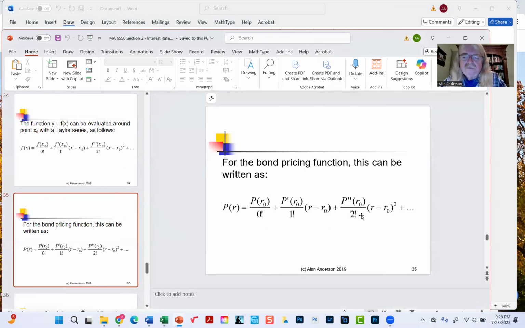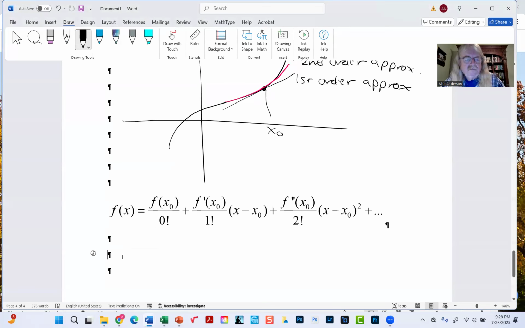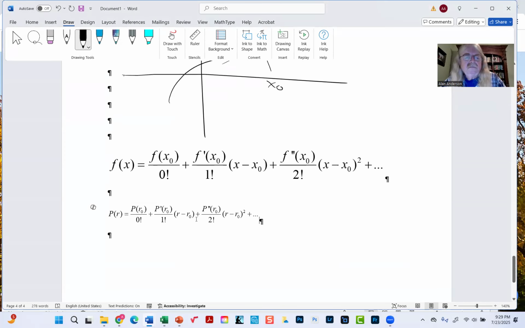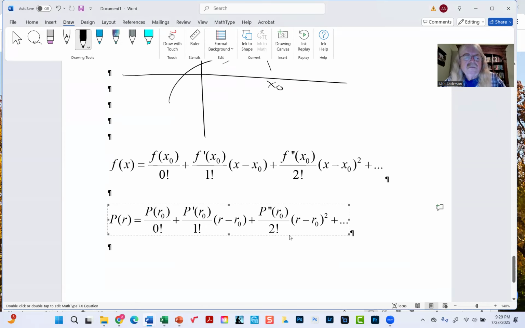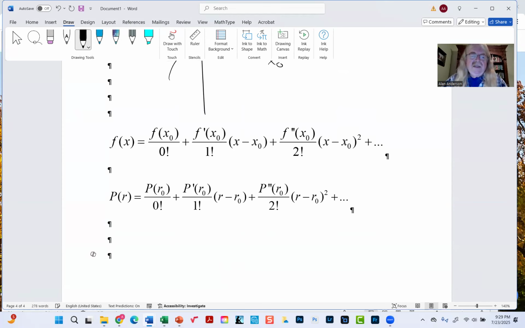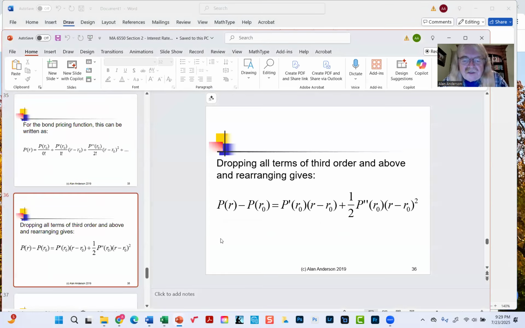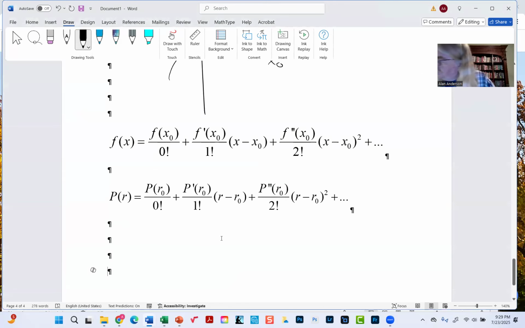Okay, so I'm going to rewrite it a little bit to reinforce that. It becomes P of R instead of F of X. That's all. Remember, R is the yield, P is the price. So you can see it's the exact same thing. Then you can rearrange it slightly. By the way, of course, these first two terms we're just dividing by one, so we can rewrite these a little bit.